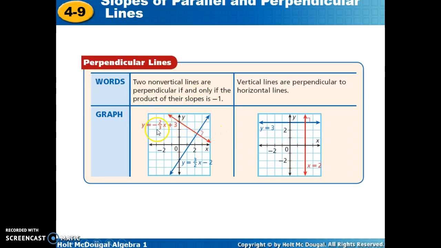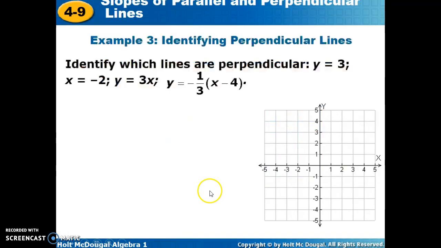So let's look at this first slope, -2/3, and this slope, 3/2. If I were to multiply those together, 2 times 3 over 3 times 2, 6 over 6, negative times a positive is -1. Let's identify which of these lines are perpendicular. Well, we know that a y equals and an x equals will always be perpendicular. This is horizontal, this is vertical. We need to check these two lines.